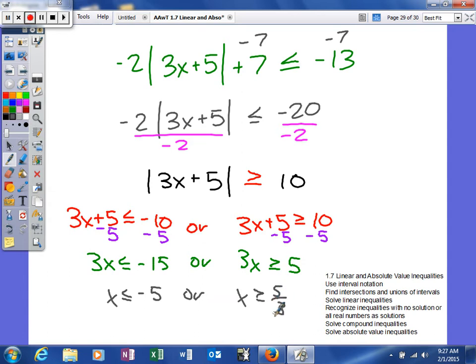Okay, so yeah, interval notation. Our intervals, so we would say from negative infinity to negative 5, bracket because it is included in our solution, and then union, we'll say from 5/3, comma infinity, where 5/3 is included. So it's those two sets that are going to make up our solution.